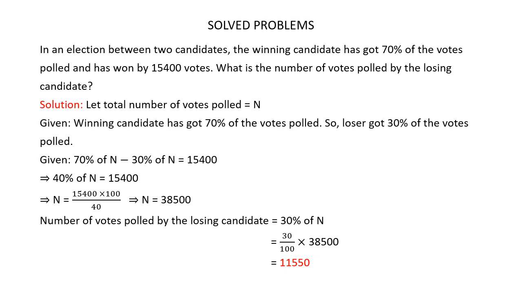Now we know that the losing candidate got 30% of n. So the number of votes polled by the losing candidate is 30% of n, which is 30 divided by 100 multiplied by 38,500, which is nothing but 11,550. So the losing candidate got 11,550 votes.